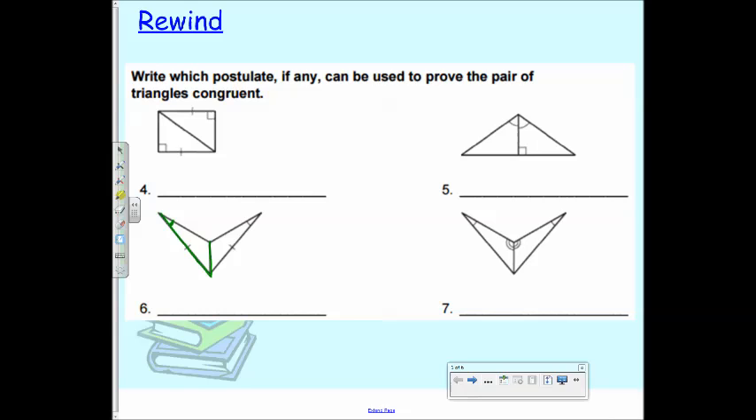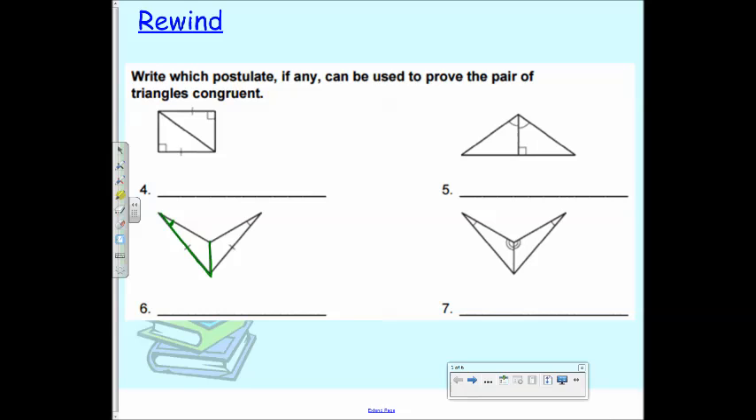No. Because it's not enough to prove that the triangles are congruent. If you have one angle and two sides, it's possible for the other side to be different. So it's not conclusive enough to make congruent triangles. So it's not enough information if the angle is not the included angle.